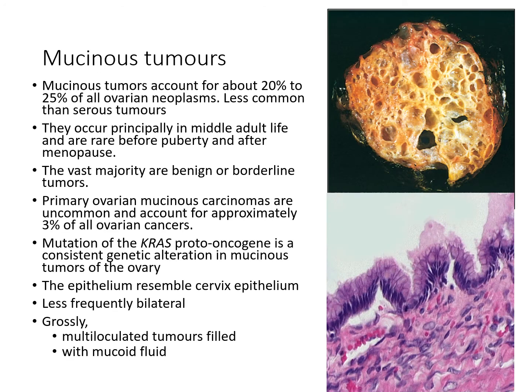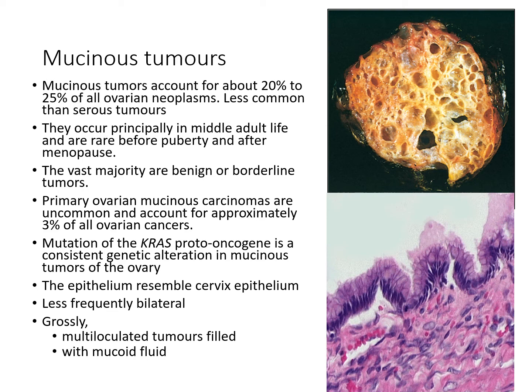Mucinous tumors account for about 20% of all ovarian neoplasms. They occur in the middle adult life, and most of them are benign or borderline tumors. Primary carcinoma of the mucinous tumors are uncommon, and mutation of the KRAS proto-oncogene is the most common genetic alteration seen in this tumor. The epithelium resembles cervix epithelium, and they are less frequently bilateral compared to the serous tumors.